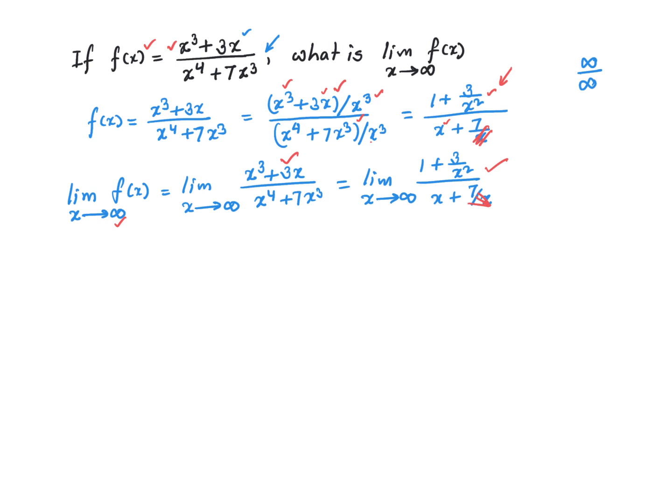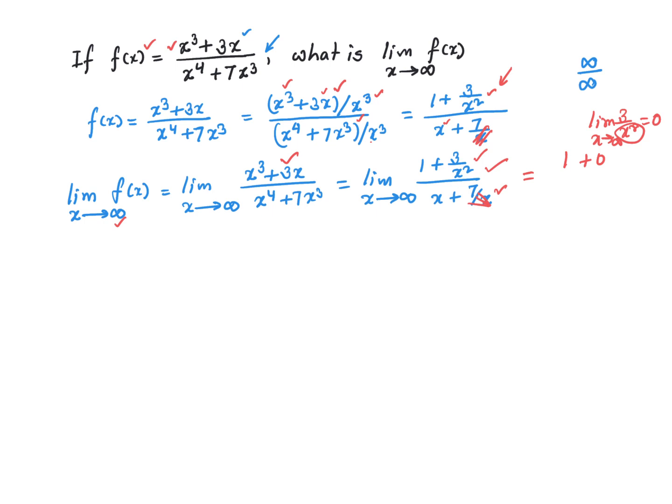We are going to take the limit of the numerator and the limit of the denominator. Now the limit of the numerator is going to be just 1. Why? Because the limit of 3 over x squared as x approaches infinity is nothing but 0, because x becomes extremely large, x squared becomes even larger, so 3 over x squared goes to 0. So in the numerator, after I evaluate the limit, I'm going to get 1 plus 0.